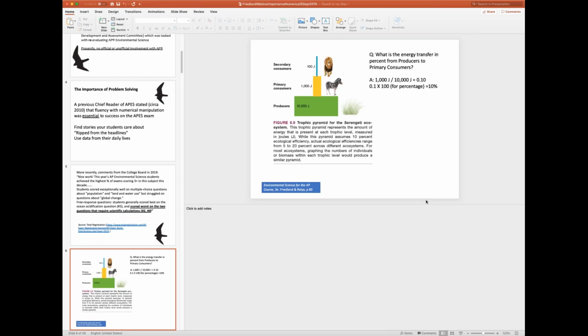And you've got producers like grasses and primary consumers like zebras and secondary consumers like lions. And you could just ask a question on your own. What is the energy transfer in percent from producers to primary consumers? So you can see in this that producers are 10,000 joules and primary consumers are 1,000 joules. And so the transfer of energy is 1,000 joules over the original number, 10,000 joules, and that gives you 0.10. And then to obtain percentage, you multiply by 100, and the answer is 10%.